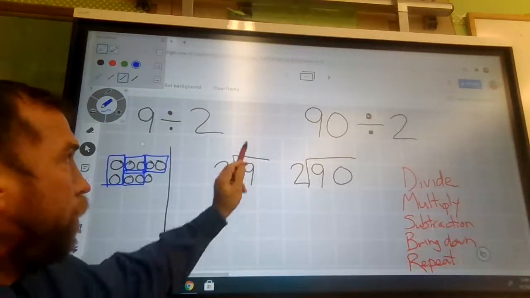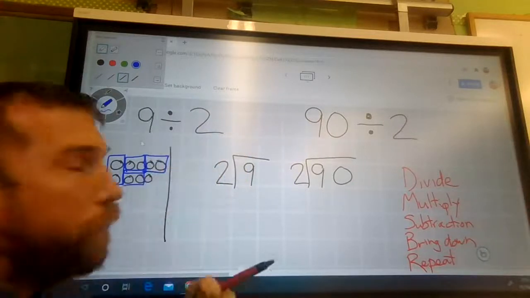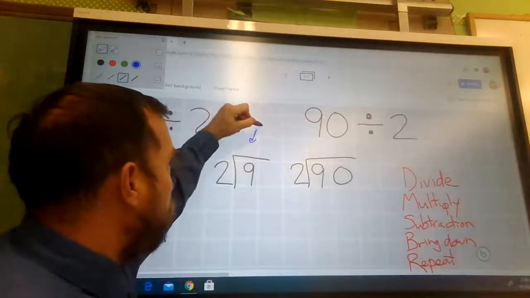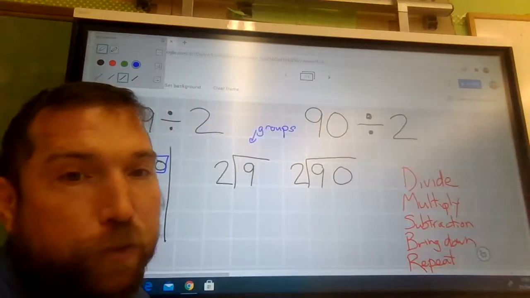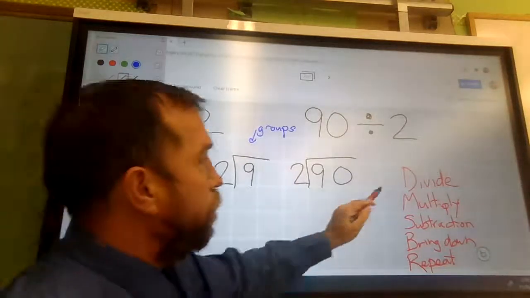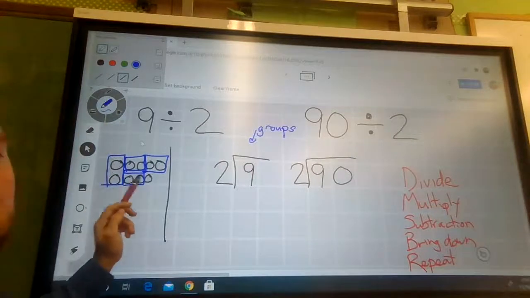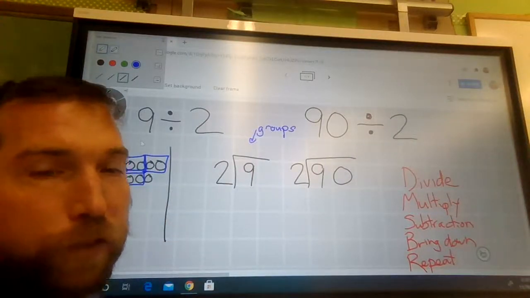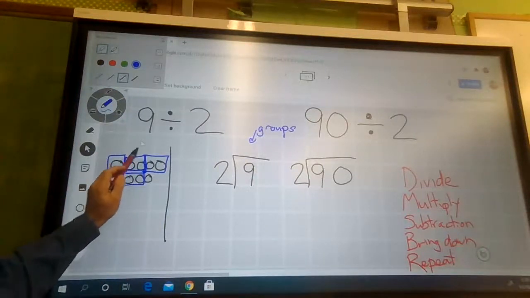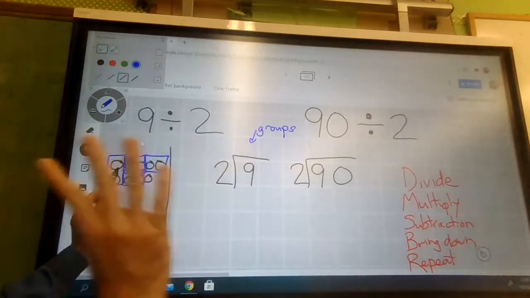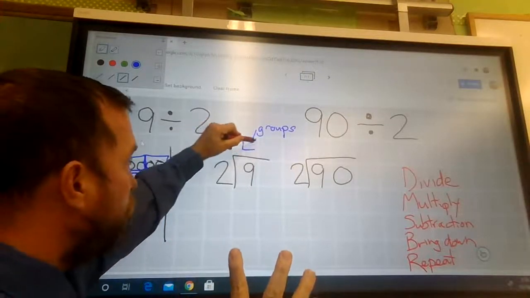Some people mix up what goes where. The answer here is not 8; we're going to use that in a minute. The top is how many groups, or how many teams, did you make? That's the divide. Divide is the groups or the teams. When we divided 9 by 2, how many groups or teams did we make? You can count: 1 team, 2 teams, 3 teams, 4 teams or groups. That's the number that goes up top.